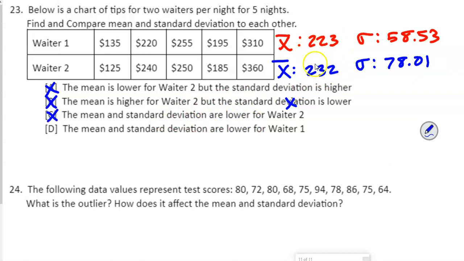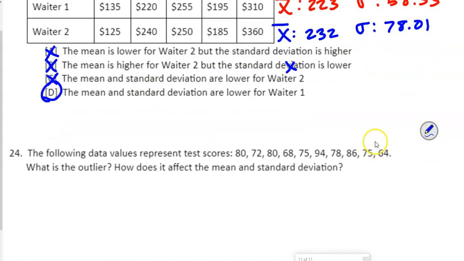So the mean and the standard deviation are lower for waiter 1. That is true. So our answer was D. So just check through each one of them based on your information.